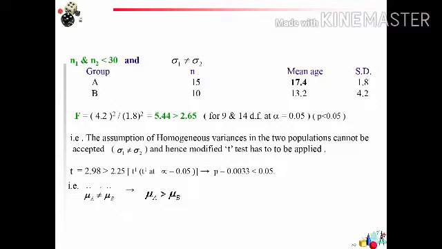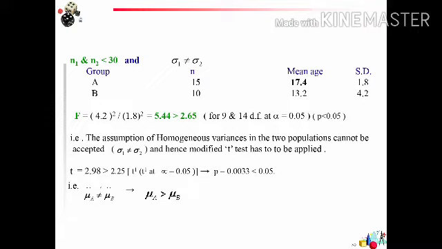Indirectly we can see the standard deviation showing a difference, that is standard deviation for group A is 1.8 and standard deviation for group B is 4.2. So anyway it's showing a difference, but we want to prove this difference based on a statistical test. So we are applying the F test for checking the variability of the two populations.